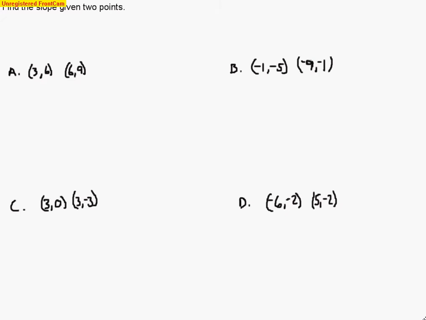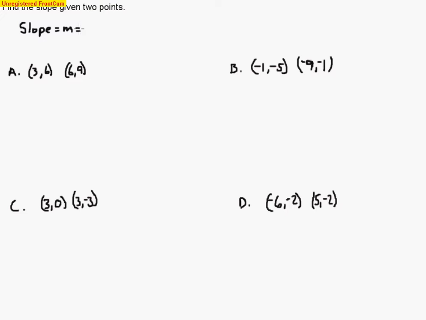The second part of today's lesson asks us to find the slope given 2 points. So let's take a look at a formula we can use to find the slope given 2 points. So first of all, remember what I had talked about before. Slope is equal to m.